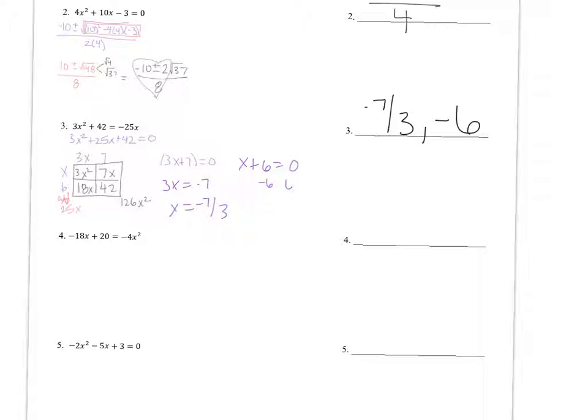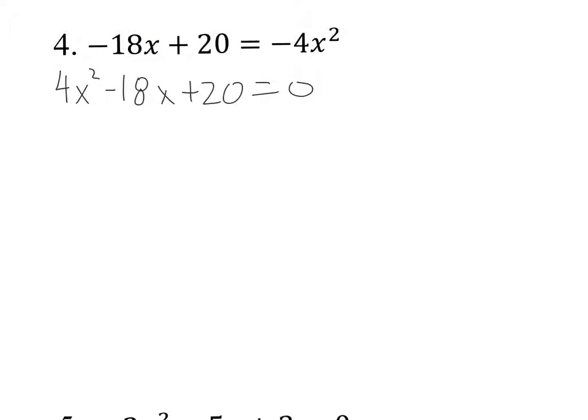Next one, gonna solve by factoring again. So first step would be to move over the negative 4x. I have to add that 4x over. So it's moved over. Then I look, what do I have in common that I can take out? Well, I can take out a 2. They're all divisible by 2. There's not an x in the final term, so I can't take out an x. So this is what I have now.